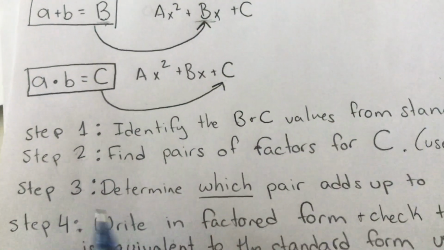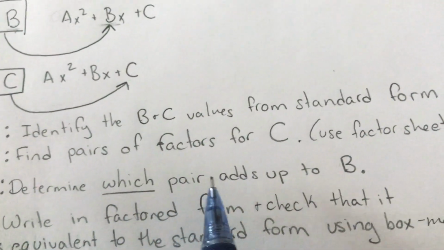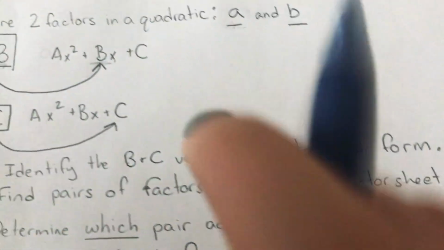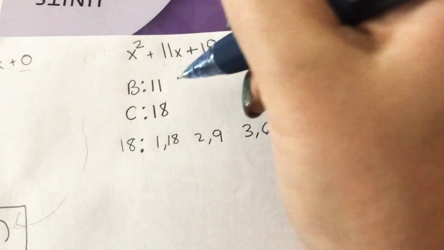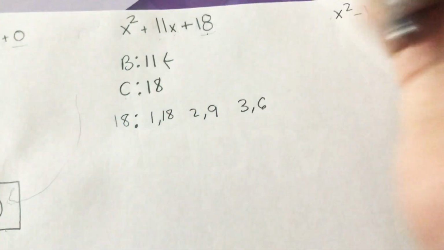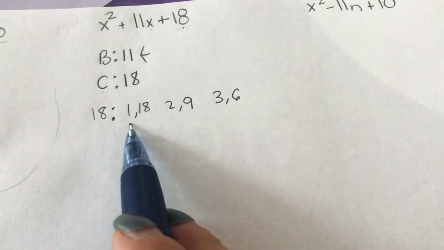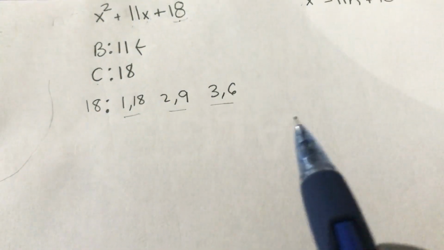And we're done now with step 2. Now, step 3, determine which pair of factors adds up to the b value. So again, what's my b value? My b value is 11. So I need to find what pair of numbers, when I add them together, equals 11.